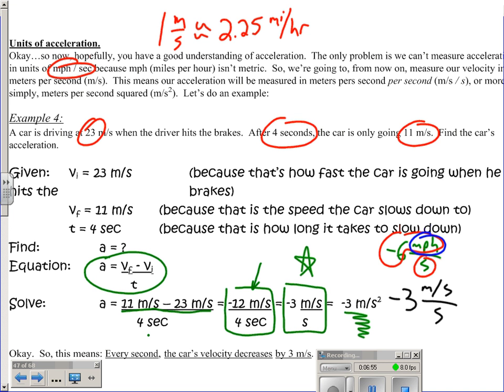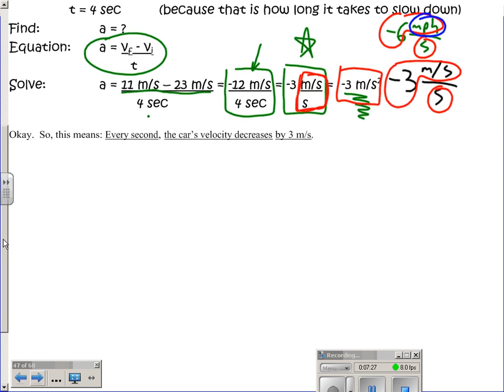So now I'm telling you that every second, the velocity decreases by 3 meters per second. Okay? Now, it turns out that you can go through some algebra. I'm not going to bore you with it on the video right now. If you want to ask me in class, I'm happy to show you. It turns out you can simplify this, meters per second, because that sounds weird, right? You can simplify it like this, -3 meters per second squared. Okay? So let me scroll down so you can see all of this a little bit better.